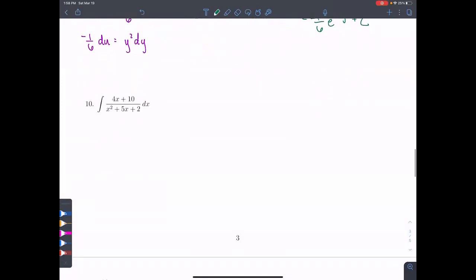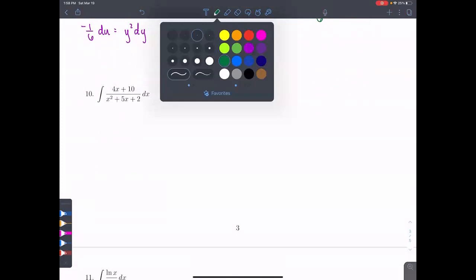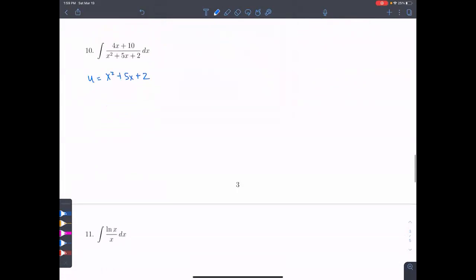Number 10. This is fun. Number 10, we've got a quadratic on the bottom and a linear function on the top. That's good because that linear function on the top is the derivative up to a constant of the bottom. So the inside function u is that bottom thing, x squared plus 5x plus 2. Du is going to be 2x plus 5 dx. What we actually have is 2 times that, so 2 du is 4x plus 10 dx, and then we're ready to make our substitution.